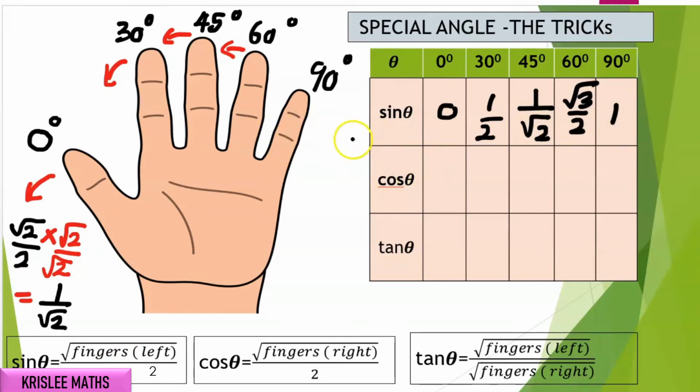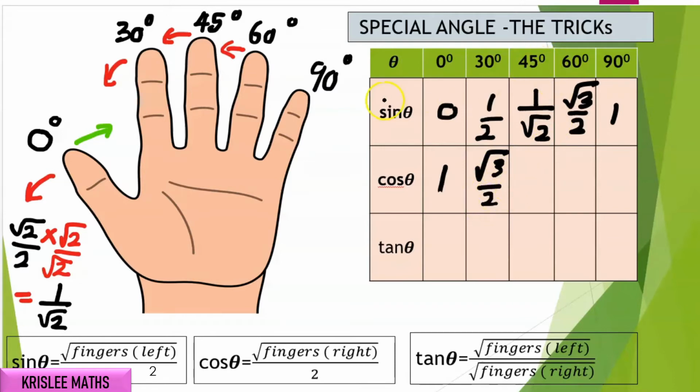Now we do the same thing for cos. Now for cos, starting from cos 0, you have to refer to the fingers on the right. So on the right you have 4 fingers altogether. So square root of 4 over 2, that will be 1. Next for 30 degree, cos 30, on the left you have 3 fingers. Therefore it is square root of 3 over 2.